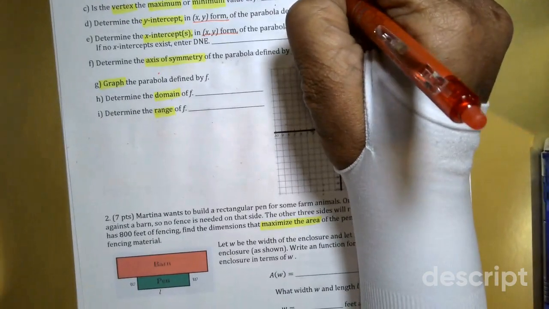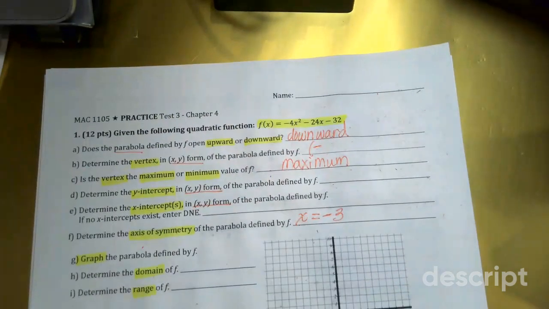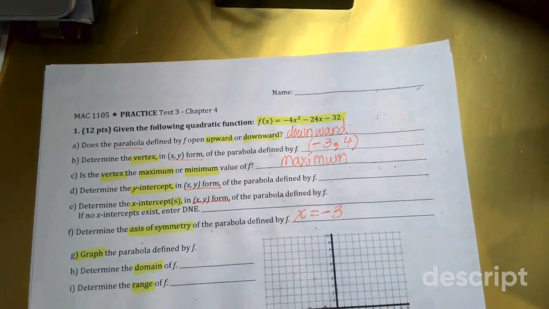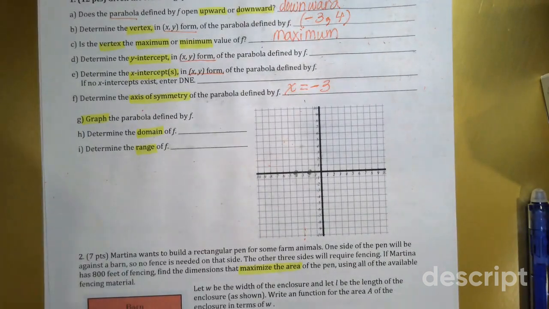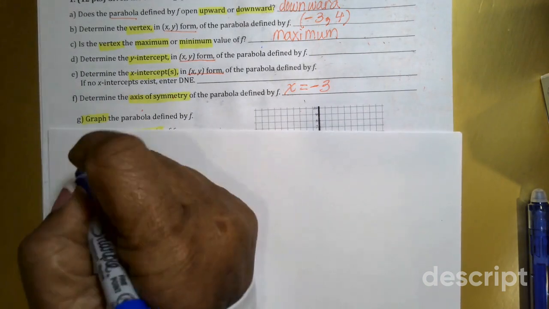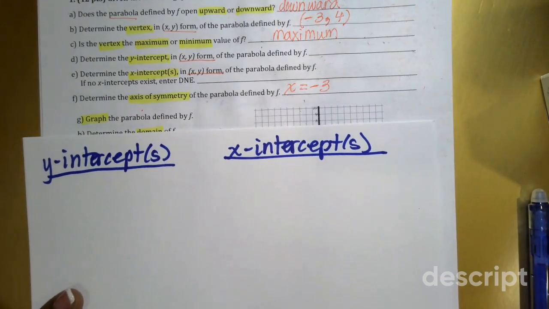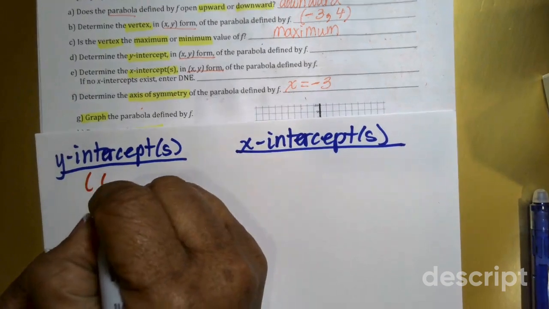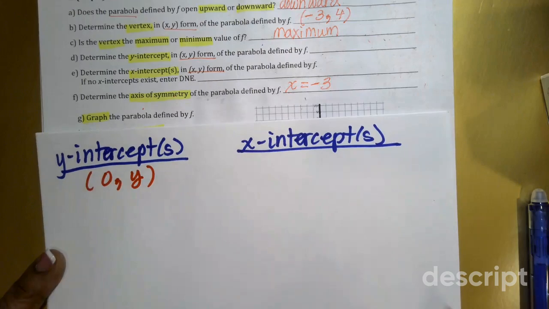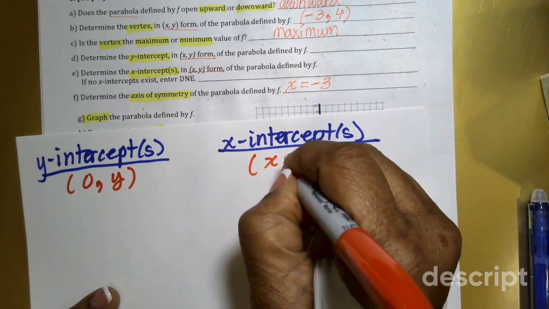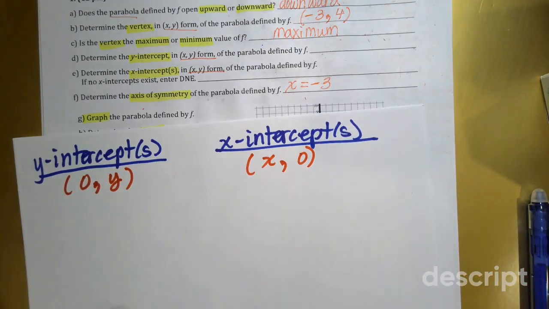So we go and answer that part of the question. Part B, the vertex is -3, 4. Okay. Next we want to find the y and x intercepts. Now the y-intercept, let x equal 0 and solve for the matching y. For the x-intercept, we're going to do the opposite. We will have some x value and let y equal 0.